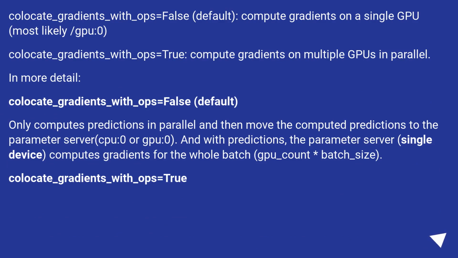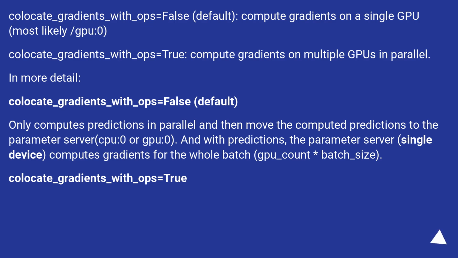collocate_gradients_with_ops=False (default): compute gradients on a single GPU, most likely /gpu:0. collocate_gradients_with_ops=True: compute gradients on multiple GPUs in parallel.